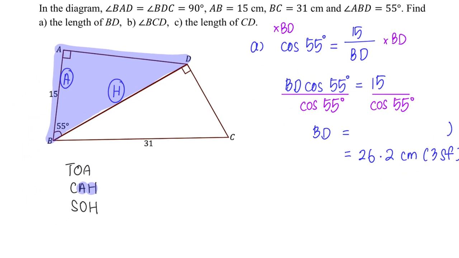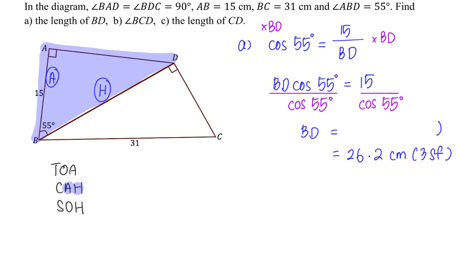Part B, let's see, what do we want? Oh, angle BCD. This angle. And since we are talking about angle BCD, I turn my attention to the green color right angle triangle. In this green color right angle triangle, with respect to the angle we need to find, angle BCD, I will have my hypotenuse here, and the length BD will become my opposite side of the angle BCD.